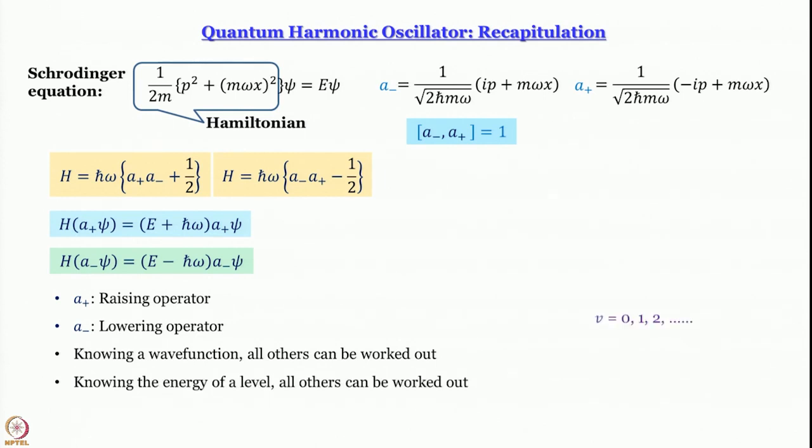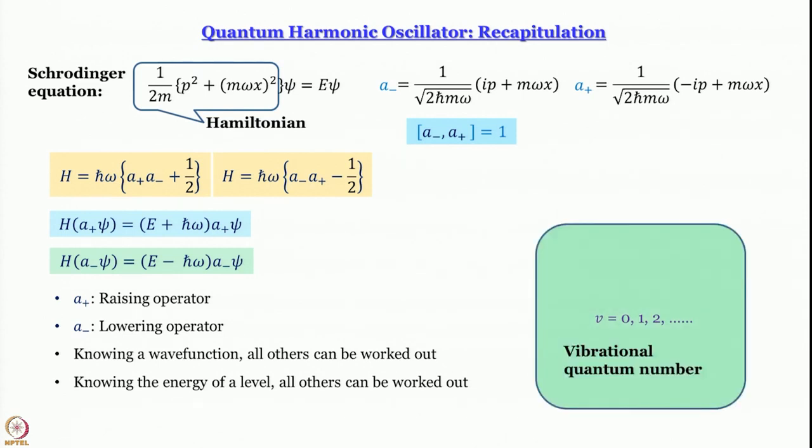In fact, we have noted that vibrational quantum numbers have values of 0, 1, 2, 3, and so on, and the expression for the energy of vibration for a harmonic oscillator is E_v equal to v plus half into H cross omega, which also tells us that for the lowest value of v, v equal to 0, the energy is not 0, it is half H cross omega. But we have said it several times, let us not go into that once again.